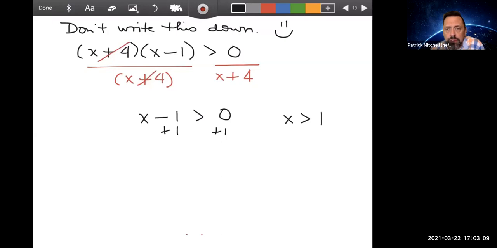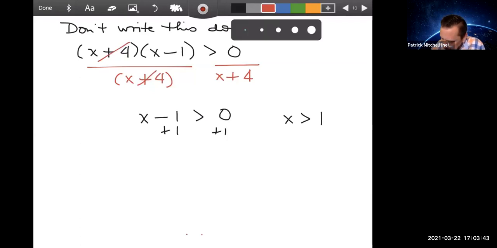Well, unfortunately, it was a little too easy. So let's see if we can figure out what's wrong with this. I don't see anything wrong with the left-hand side. x plus 4 times x minus 1 divided by x plus 4 would be x minus 1. And I don't see anything wrong with the right-hand side. 0 divided by x plus 4 is 0. So if there's nothing wrong with the left-hand side and nothing wrong with the right-hand side, where could the problem be? Well, what about right in the middle? It would be easy to overlook this.